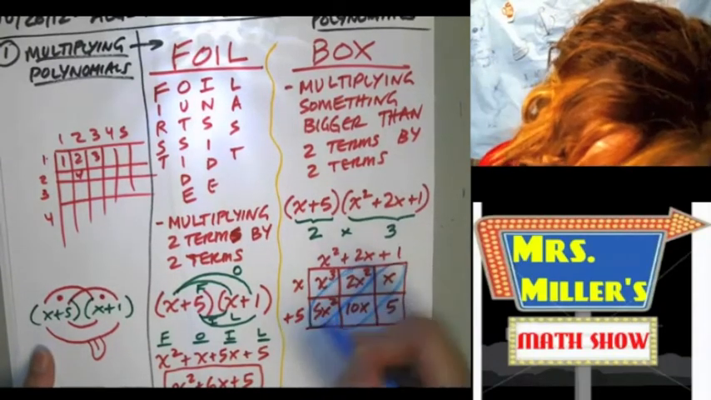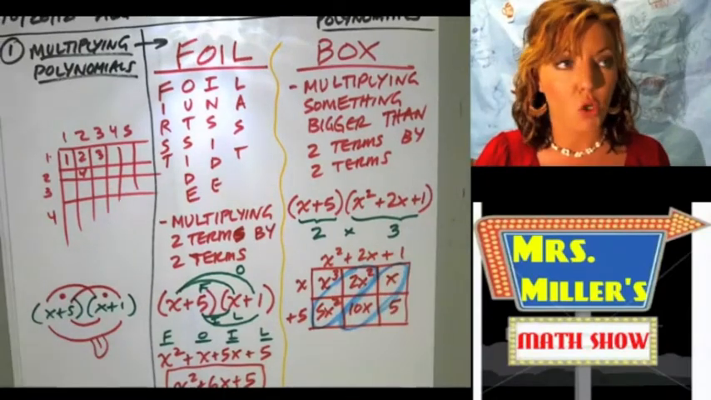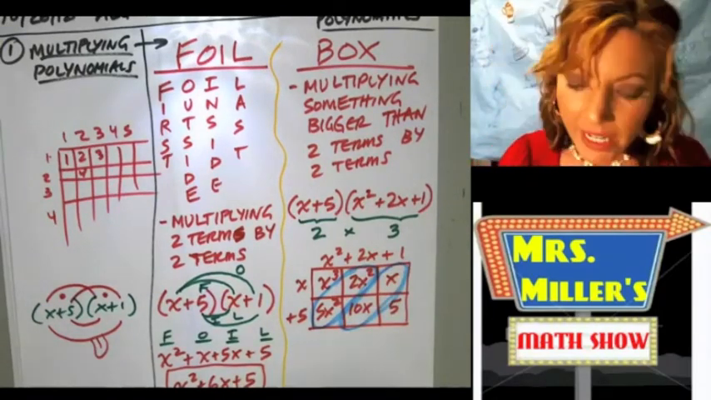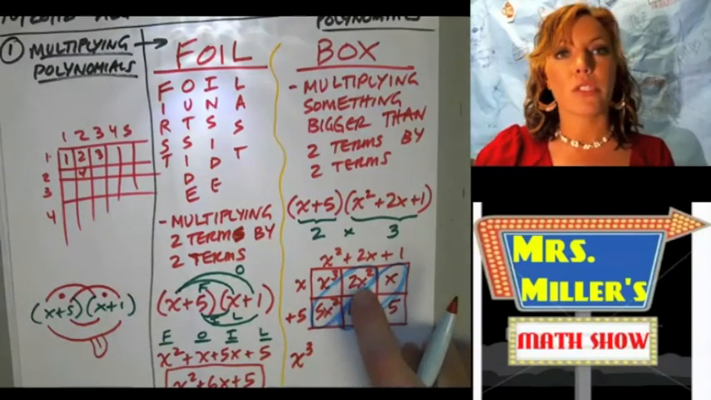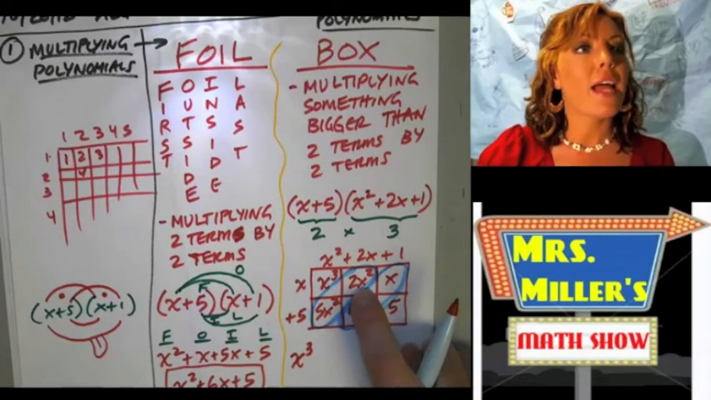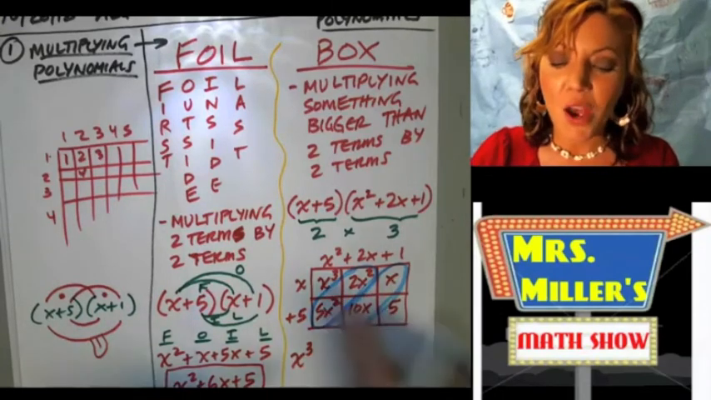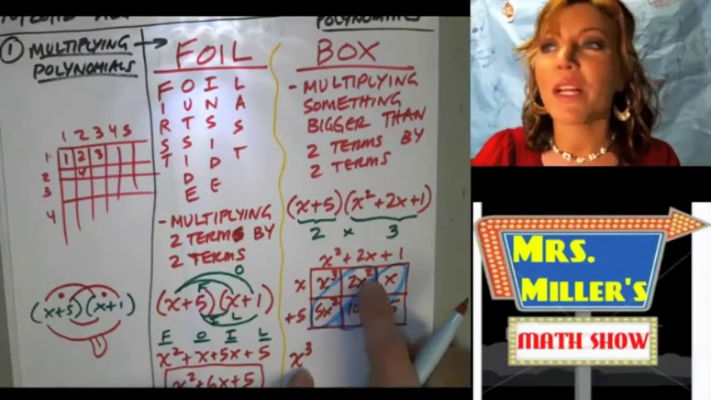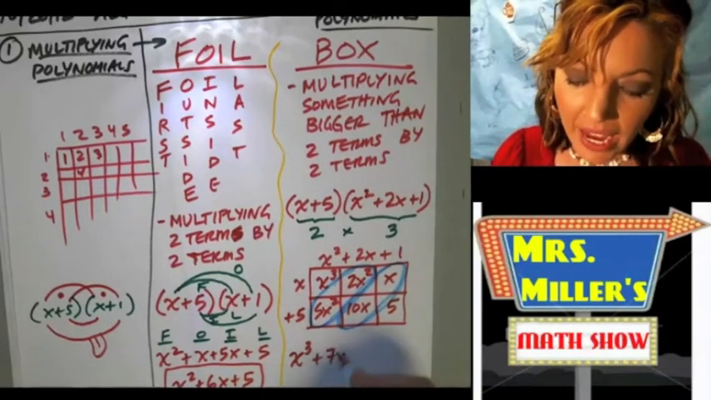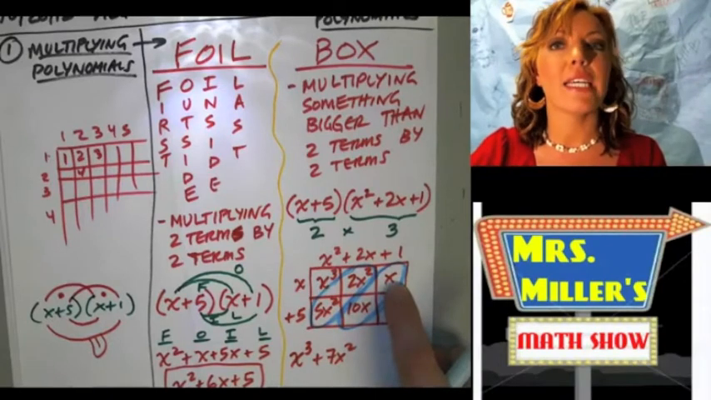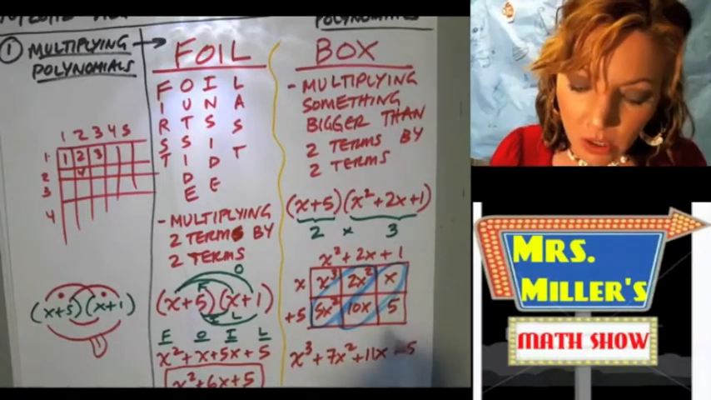So the x to the third power does not have any like terms to combine with it, correct? So I can just write x cubed down here first. Then, everybody yell out. 5x squared plus 2x squared is how many x squareds? 7x squared. Okay. 10x plus 1x is 11x. And then the 5 is all by itself, so it goes on the very end.